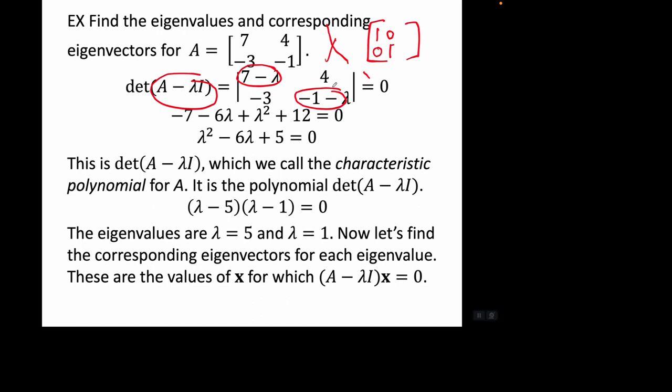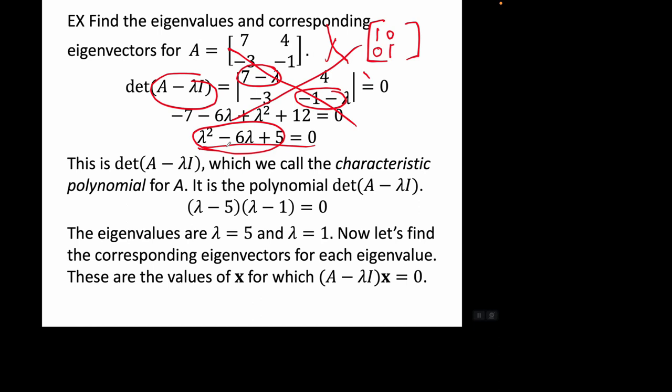So the determinant of A - λI is the determinant of [7 - λ, 4; -3, -1 - λ] equals 0. We know how to calculate a determinant. Product of these minus the product of these. That's going to be -7 - 6λ + λ² + 12 equals 0. When you multiply it out and simplify, you get λ² - 6λ + 5 equals 0. So this is the determinant of A - λI, which we call the characteristic polynomial for A.